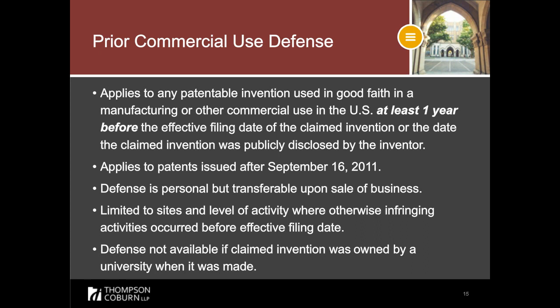However, written into the law was a unique loophole to that: if the invention was owned by a university when it is made, the person cannot take advantage of the prior commercial use defense. So the universities had good lobbyists when the last Patent Act was written and got that in there.